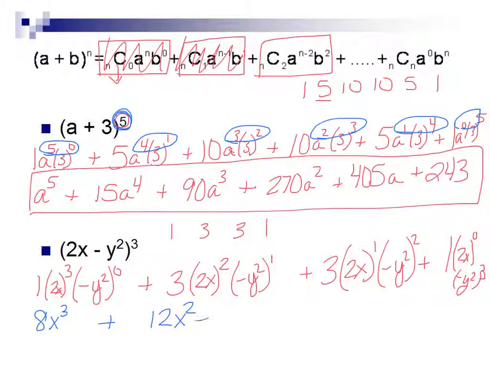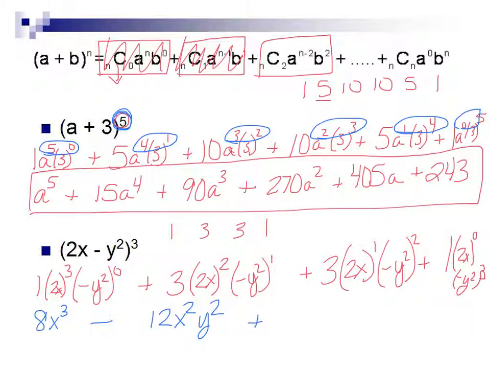Don't write it like this. Don't do that, because now that looks like subtraction, and these are all being multiplied. So really what you do is, since it's going to be negative, that actually goes out in front like a -1, and my 12 is actually going to be a -12. So that'll be a minus 12x squared y squared.